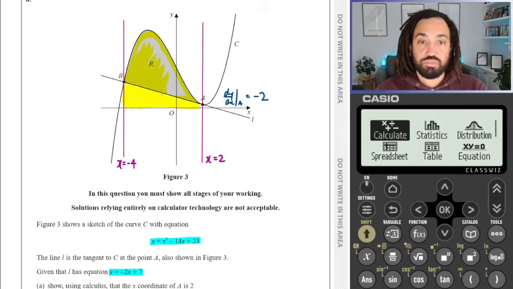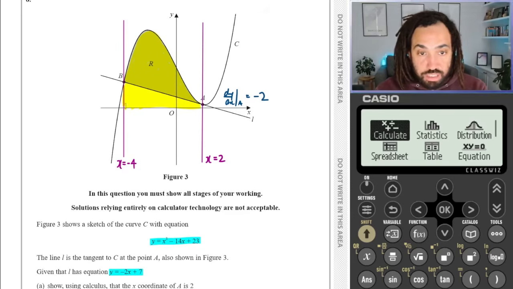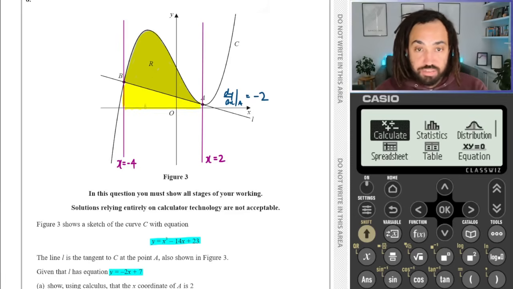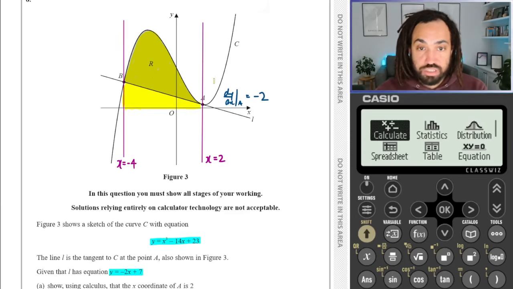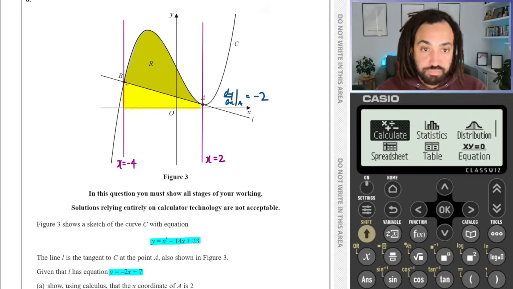Okay. Now obviously we don't want all of this yellow area. We just want the grey bit. But you can see that this shape that we have underneath the grey bit, this yellow, is a trapezium. Okay, so let me outline the trapezium.